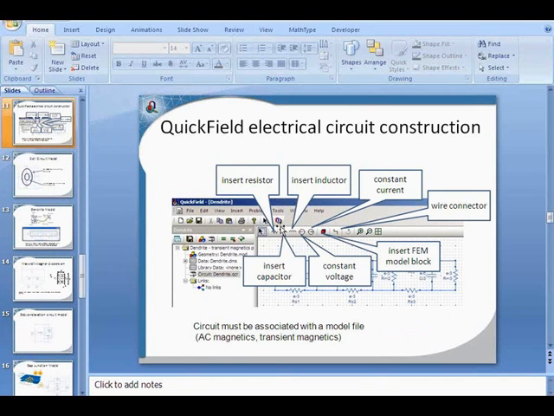Inserting electrical circuits in QuickField is very simple. We're using the electrical circuit simulator. We have a tool here for inserting resistor, inductor, constant current source, capacitors, constant voltage, and we'll have an example coupling a finite element model block with wire connectors as well.